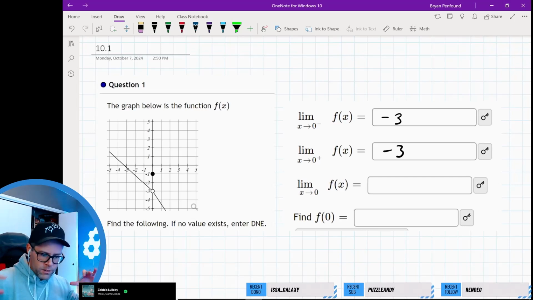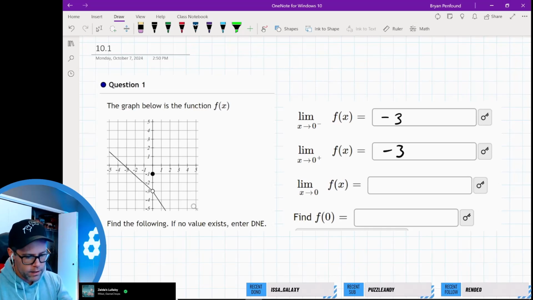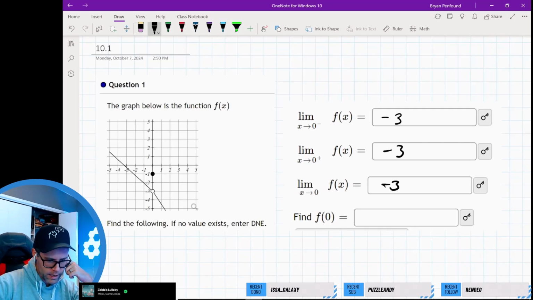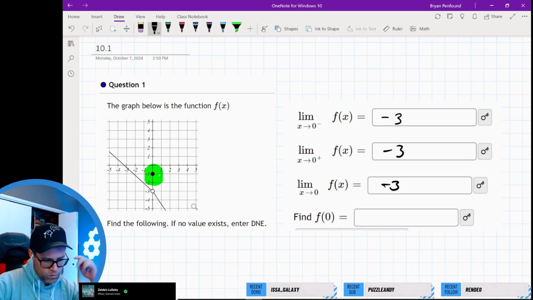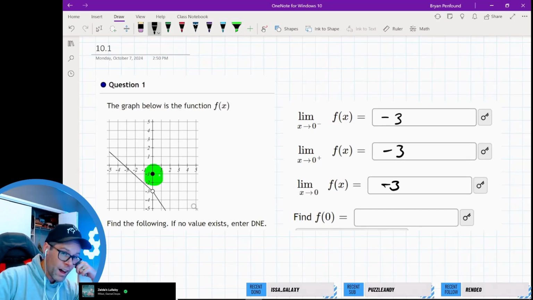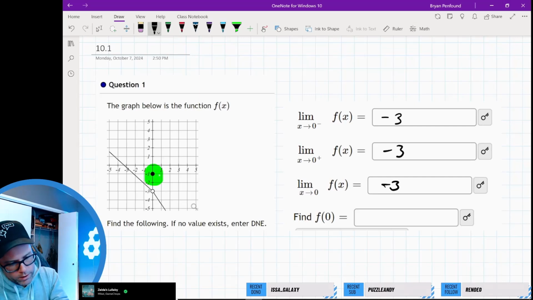So we could now take a look at our overall limit. It looks like overall, since the limit from the left and right hand side look the same, we can probably say that this overall limit as we approach 0 is -3. However, our function's not defined, or it's defined at 0, but the output does not give -3. This is what the output is right here, this solid black dot. So it turns out that if we try to evaluate the function at 0, we should get -1.